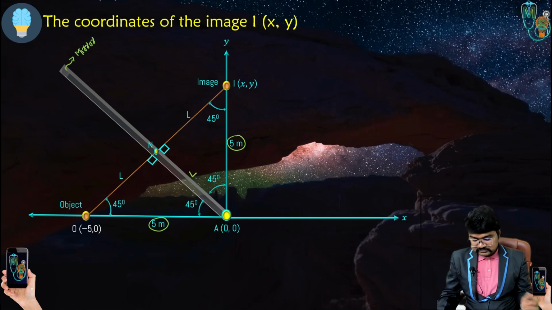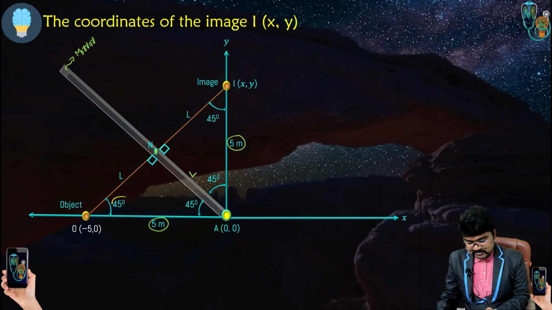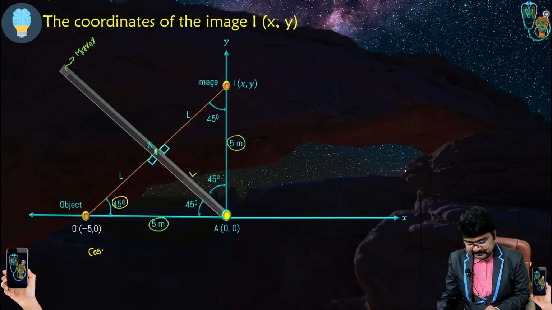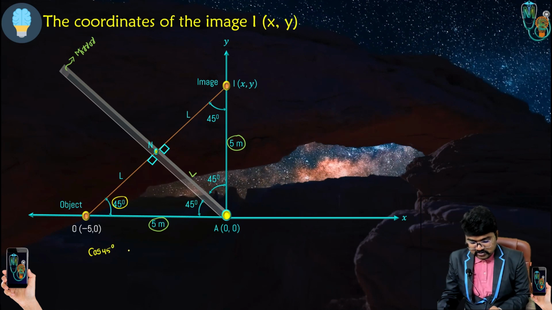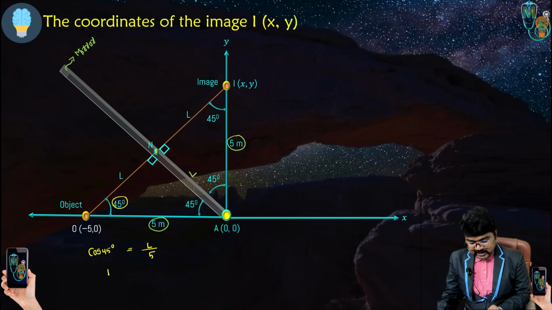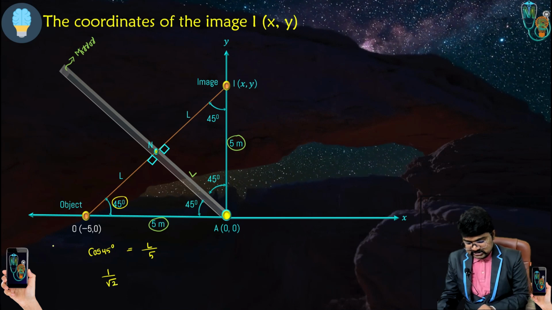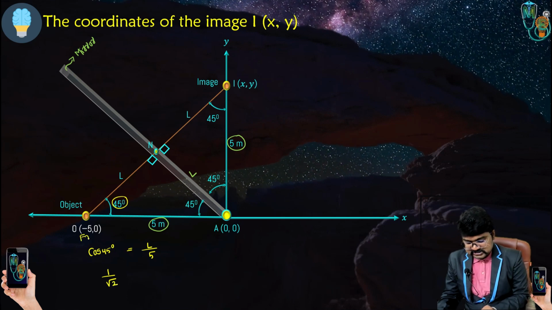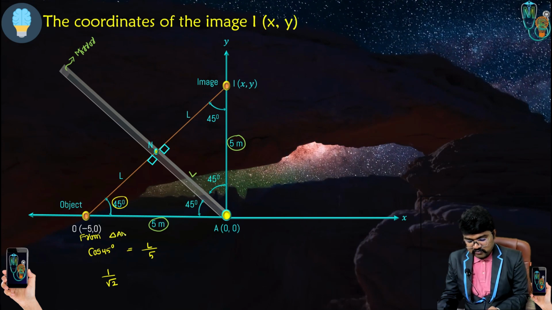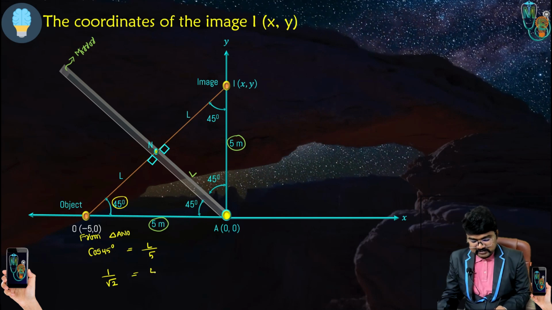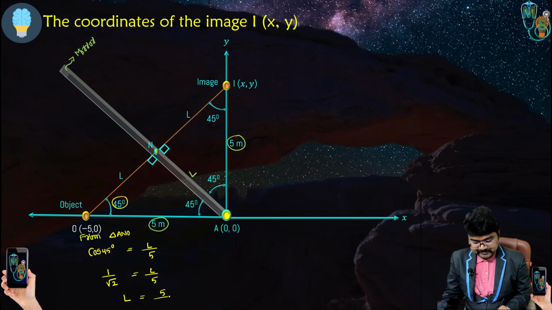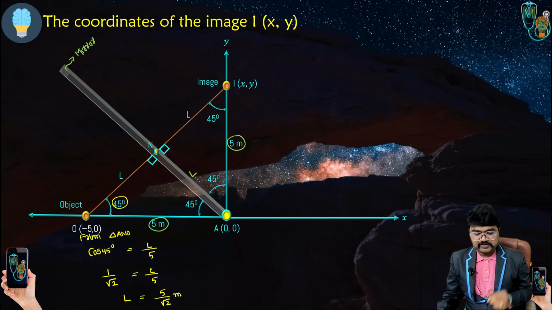So here, what is cos 45? Cos 45 equals L by 5, which is 1 by root 2. This is from triangle ANO. L by 5 equals 1 by root 2, so from here L equals 5 by root 2 meter.